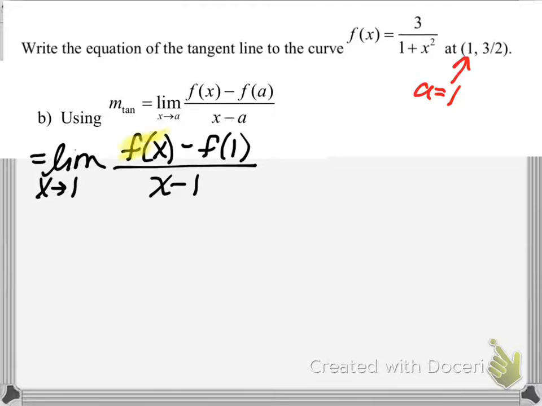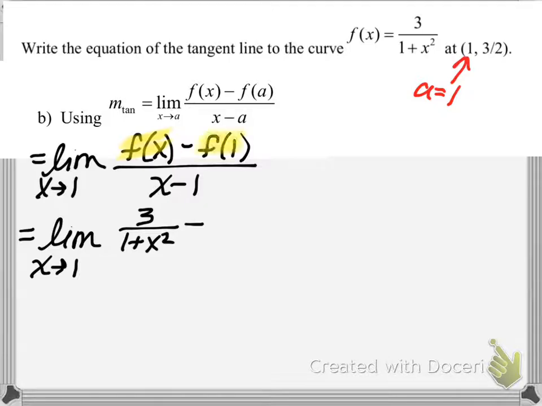And then we know our function f of x was the original function we were given. So we'll go ahead and input that function, which is 3 divided by 1 plus x squared. And we also know the value of f of 1. If we were to input 1 into the function, we would get the y value of 3/2. So we can go ahead and put 3/2 there, all divided by x minus 1.